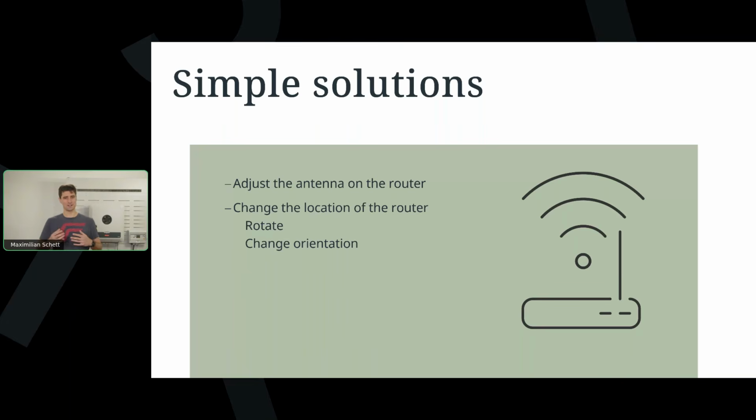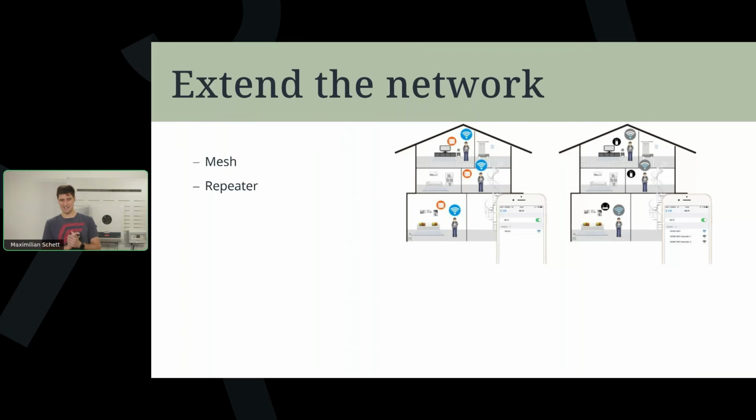The more walls the signal has to go through until it finds the receiver, the weaker the signal is. Also, wood and concrete are, like glass, very isolating materials. So maybe change the location of the router, try to have it in the middle somewhere in the room. Maybe you can also move it to another room, and this can already help. If this very simple solution doesn't help, then you probably need to extend the network.